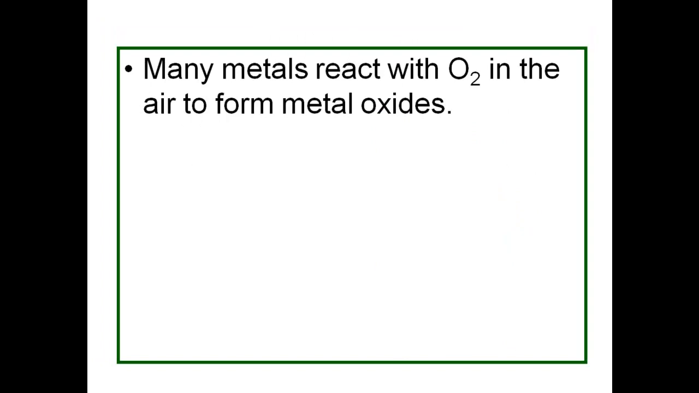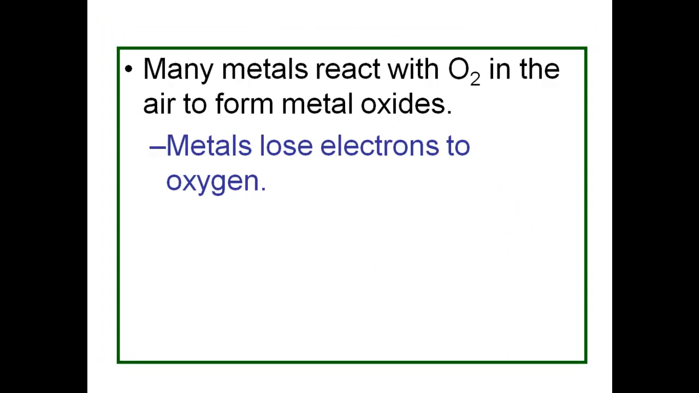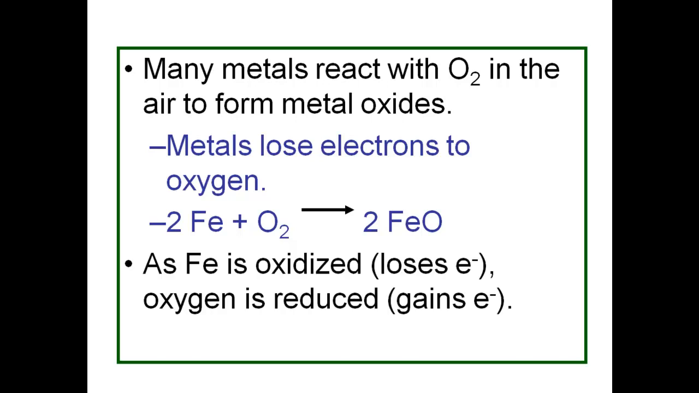Many metals will react with oxygen gas in air to form metal oxides. When this occurs, the metal loses electrons to oxygen. An example of that would be an iron nail being left outside. It's the oxygen gas that reacts with the iron nail to form iron(II) oxide, or rust. In this reaction, the iron is oxidized because it gives electrons to oxygen. So the iron will lose electrons, and oxygen is reduced because it's gaining the electrons from the iron.